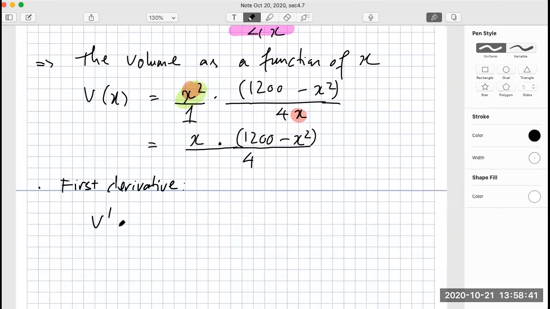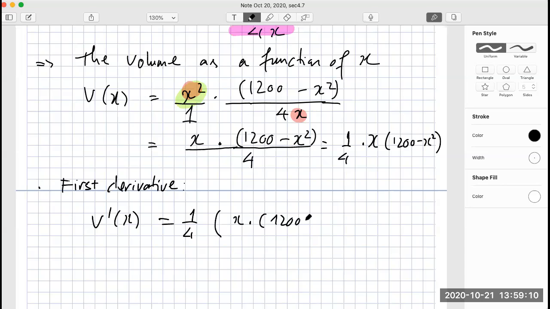Which is v prime of x, right? The number 4 here, we can write it in front of this. It will be 1 over 4 times x times 1200 minus x squared, right? Write it this way. So the derivative of the right-hand side here becomes the derivative of x times 1200 minus x squared.